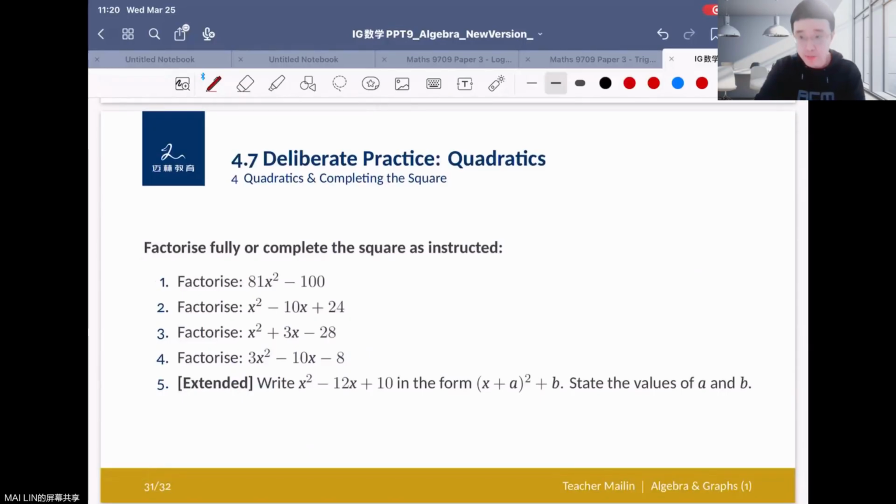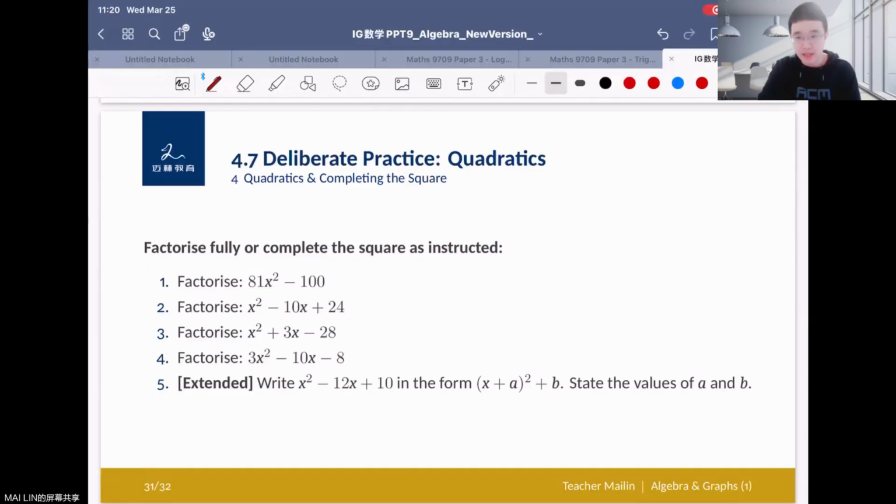So maybe you can pause the video and think for some time to try to solve these problems. But if you want to do it with me, you can also continue to listen. So let's do it together. The first problem is to factorize 81x squared minus 100.